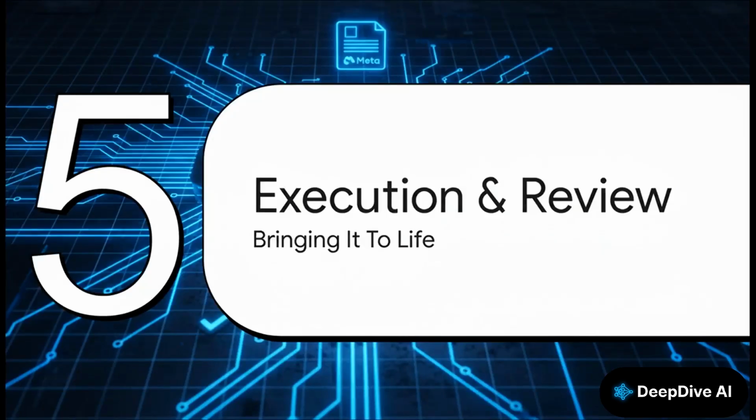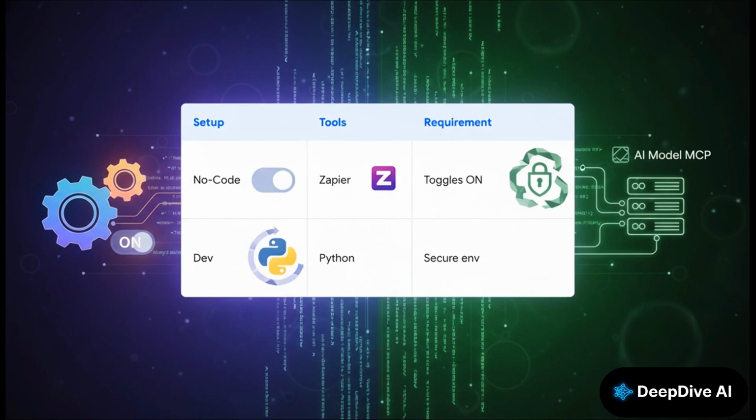Phase 5, execution and review, bringing it to life. So you essentially have two paths for execution. If you're going the no-code route, you're probably using visual tools like Zapier or Make. The absolute key requirement there is keeping all your permission toggles switched on in their interfaces. But if you've got the technical chops, the developer route lets you use the Python SDK or even bridge your automation directly to an AI model using a Claude MCP server. Now that requires a highly secure coding environment, but it offers just incredible flexibility for dynamic, intelligent responses.